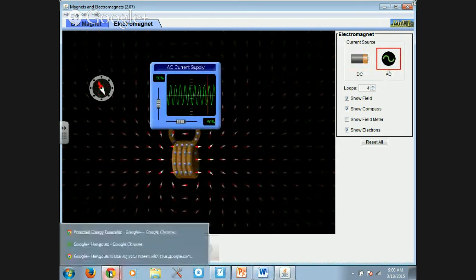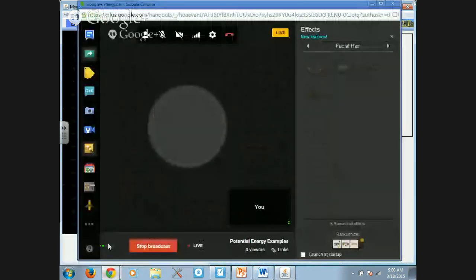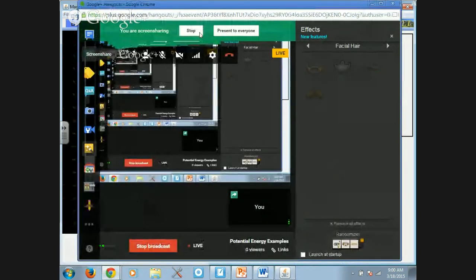So I think if I can bring my Hangout up here. Okay, I'm going to stop sharing. And it should come back. Here I am. Okay, so I am looking at the packet, and it says to describe 3 properties of magnets. So you want to make sure you have your packet out. Describing 3 properties of magnets.